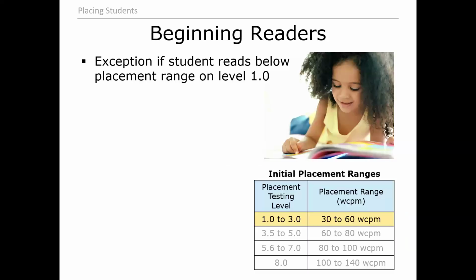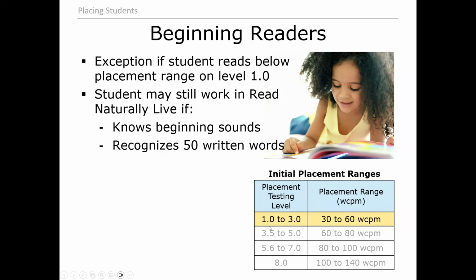It's one thing I like to mention to people, beginning readers have a little bit of an exception that is made for them if the student is outside the range on the lowest level. So if you can see in the lower right-hand side of my page, the initial placement ranges table. If you give the student level 1.0 on a placement test and she reads 23 words correct per minute, it's outside the range. She can still work there if she knows her beginning sounds and can recognize about 50 written words. Okay, so if she doesn't know her beginning sounds and cannot read any words or can only read 1 or 2 words, she's not ready for Read Naturally Live yet.